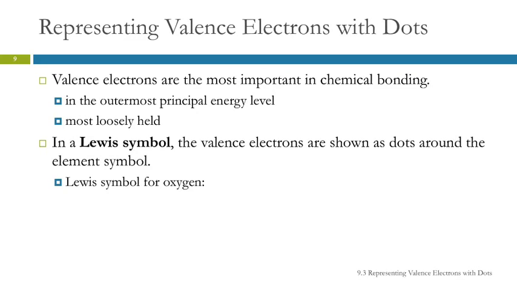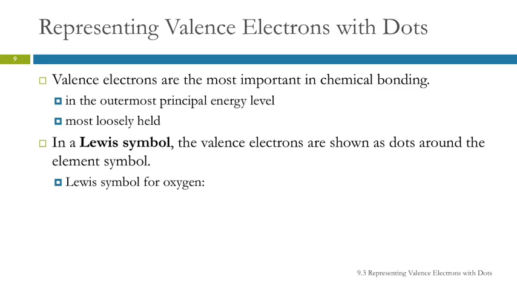So we're going to represent valence electrons using dots. The valence electrons are the important ones because those are the ones in the highest principal energy level. Those are the ones on the outside. Those are the ones that get lost. Or if we're gaining electrons, those electrons go into the valence electron shell. So in the Lewis symbol, valence electrons are shown as dots around the element symbol.